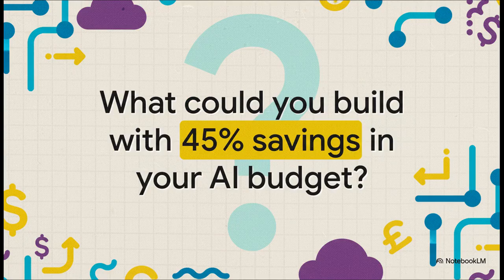So I'll just leave you with this question. What could your team build? What new features could you ship? How much faster could you innovate if you suddenly had an extra 45% in your AI budget? That's really the power of optimizing the flow of AI.